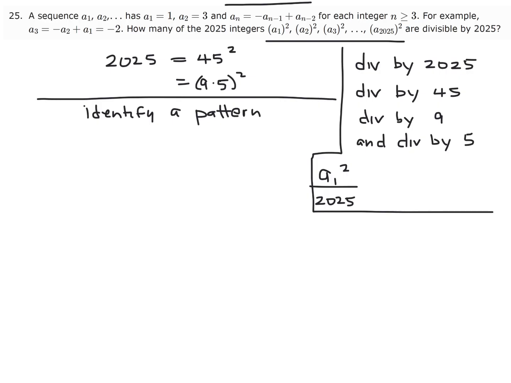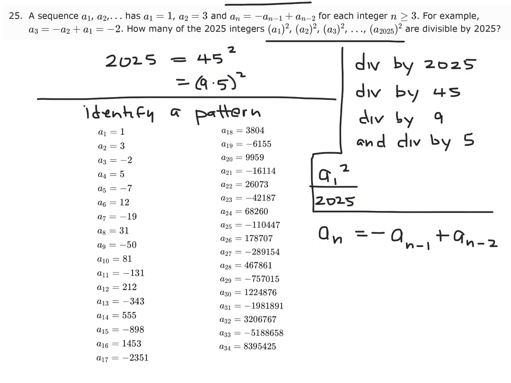They've already given us the first ones. A1 is 1, A2 is 3, A3 is minus 2. So using that recursive formula that an is equal to minus a n minus 1 plus a n minus 2, let's calculate a healthy number, like the first 30 or so, to see if there's any kind of pattern. It's relatively simple math, so you can probably do this fairly quickly. It is a bit time consuming because the numbers do get a bit large, but without too much pain, you could get the first 30 or so.